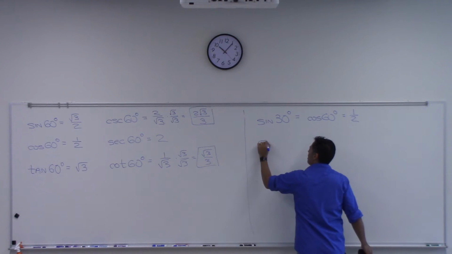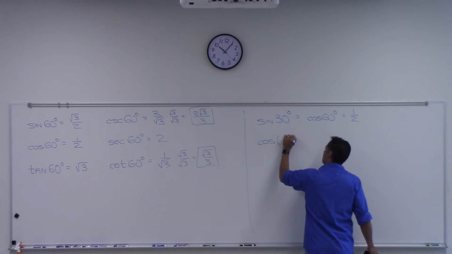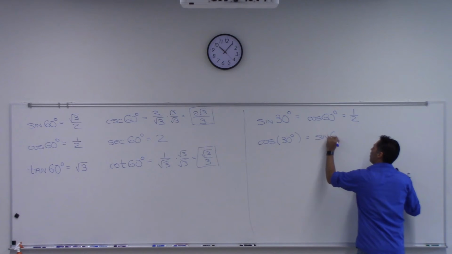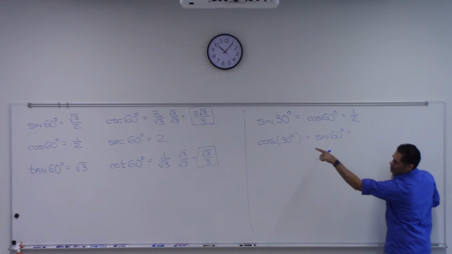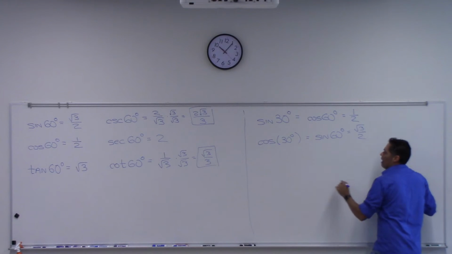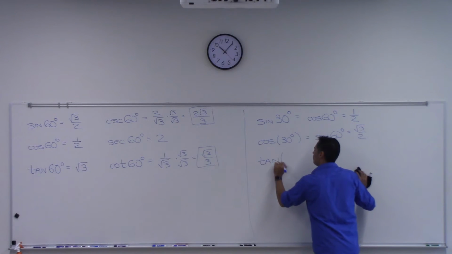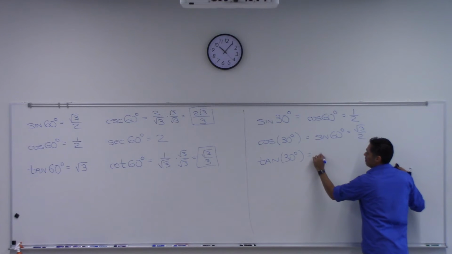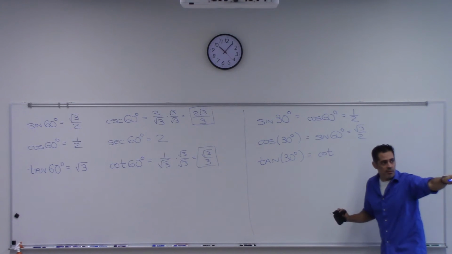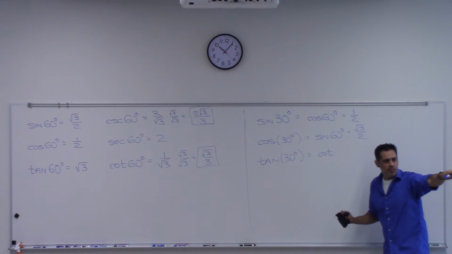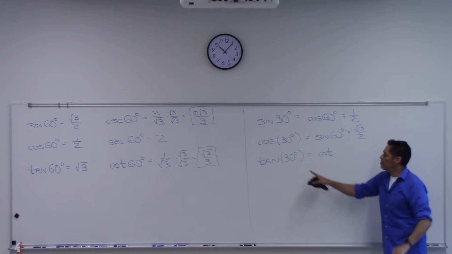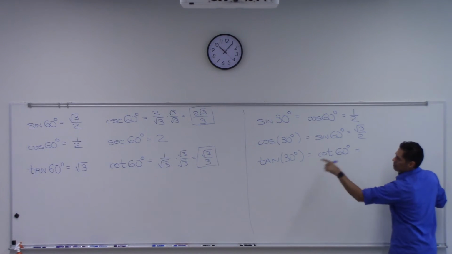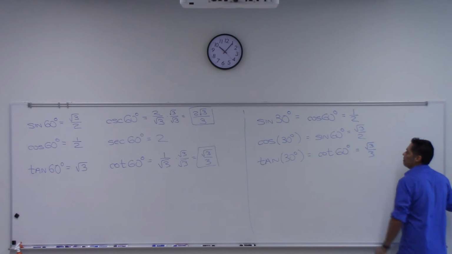All right. What's cosine of 30 degrees? That's sine of 60, right? And that's root 3 over 2. And then what's tangent of 30? Cotangent of? It's tangent. Cotangent, yeah. Which one, where is it? Top right, right? Tangent of 30 is cotangent of 60, which is root 3 over 3.